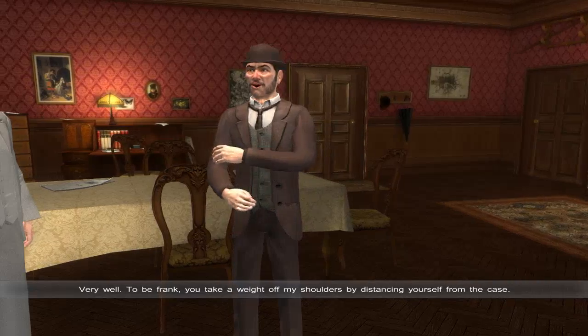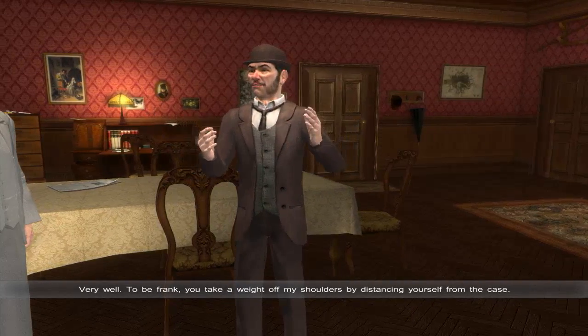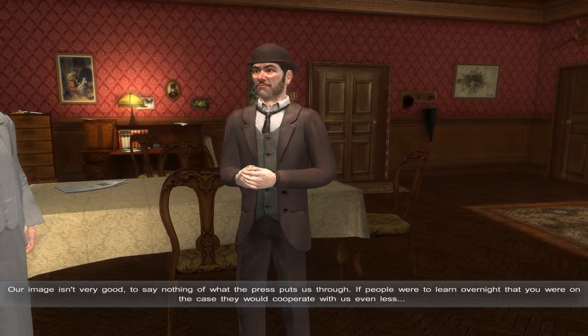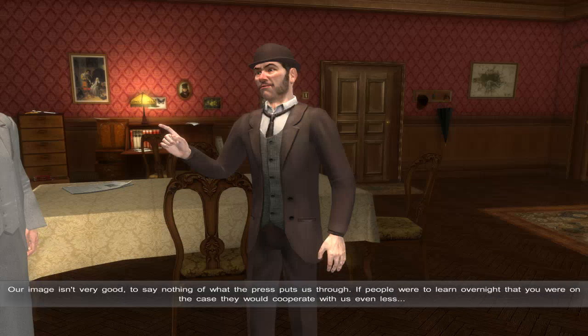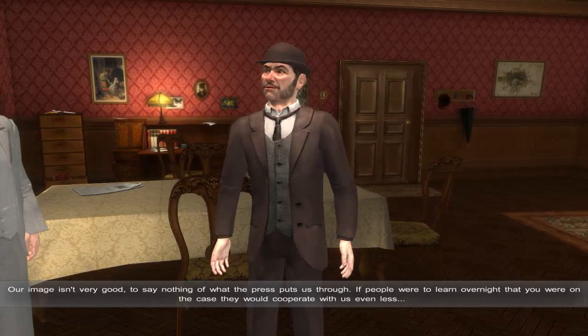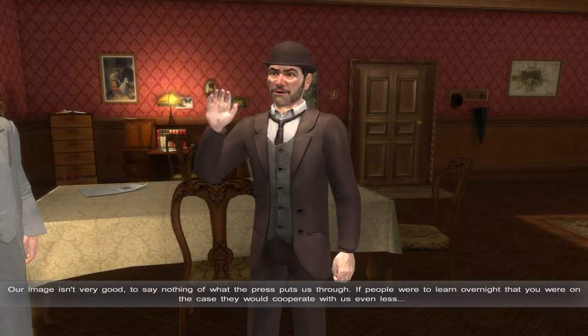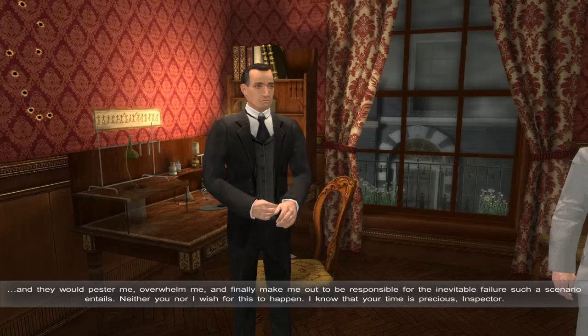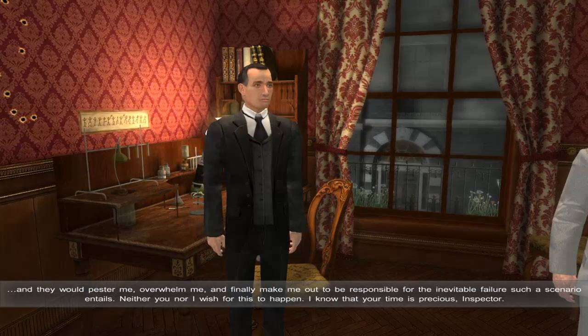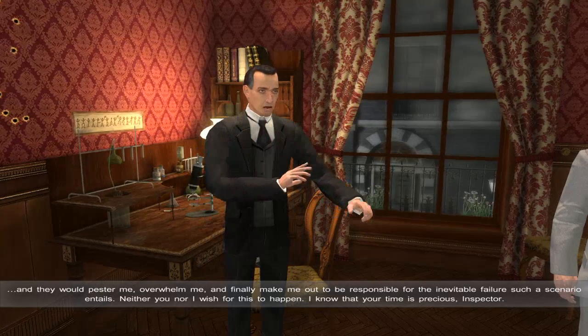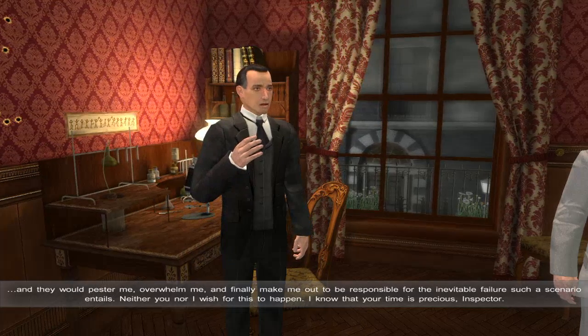Very well. To be frank, you take the weight off my shoulders by distancing yourself from the case. Our image isn't very good, to say nothing of what the press puts us through. Thus, if overnight they found out that you were on the case, people would turn against us. And they would pest me, overwhelm me, and finally make me out to be responsible for the inevitable failure such a scenario entails. Neither you nor I wish for this to happen.